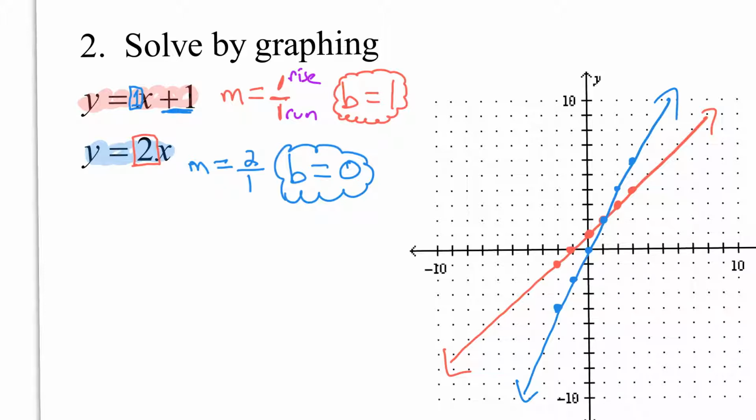Now the point of intersection is right here. I'm drawing a box so you guys can see it. Your answer is the coordinate of that point. So what is the coordinate? Let's go ahead and look.